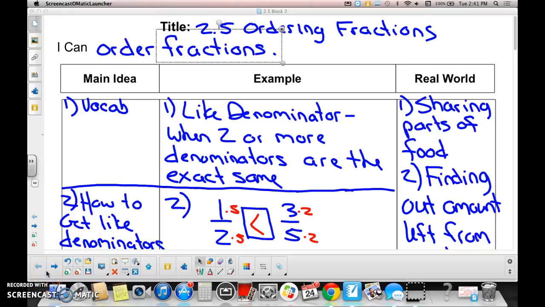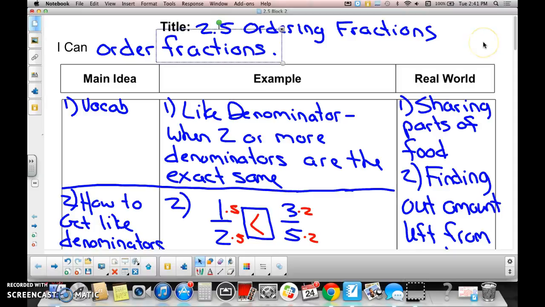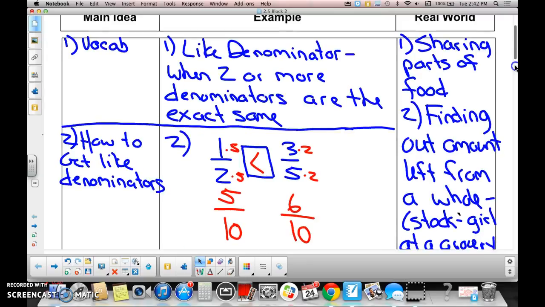What are we doing today, Kiara? You can order fractions, so we're ordering fractions today. Vocab like denominator. Can somebody explain to me really quickly and loudly what a like denominator is? Maybe in their own words, not my words. Alexis? Two of the exact same denominators, she said, for those of you that couldn't hear.